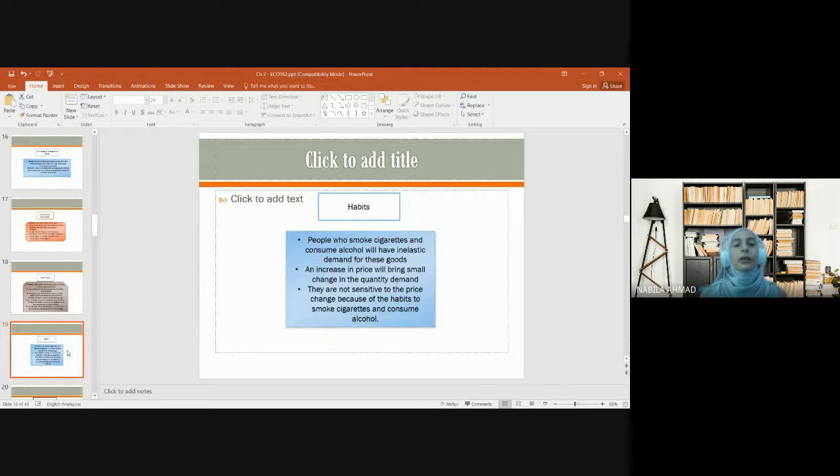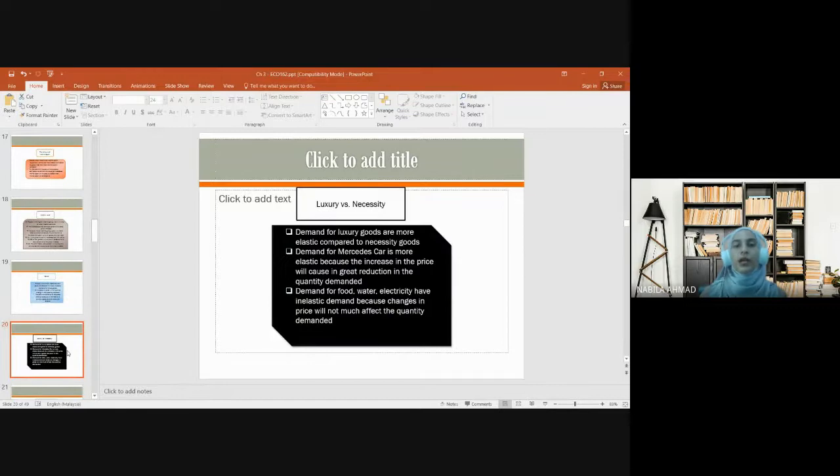Okay, so demand biasanya inelastic untuk something yang dah become habit. Alright, so luxury versus necessity. Kalau luxury good biasanya mahal. So kalau dia mahal, people are sensitive dengan price change. So the demand usually elastic. Tetapi kalau barang necessity biasanya murah dan kita perlukan barang tersebut, then the demand usually inelastic.